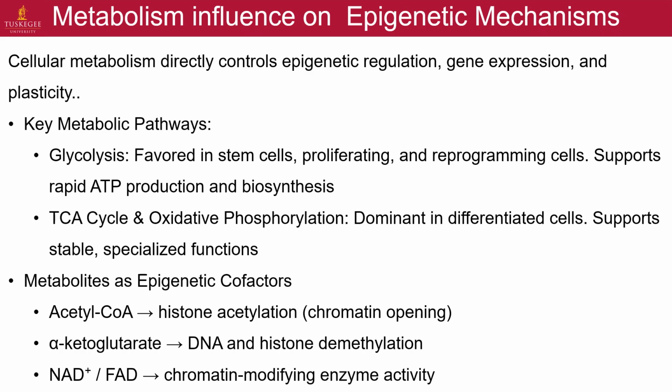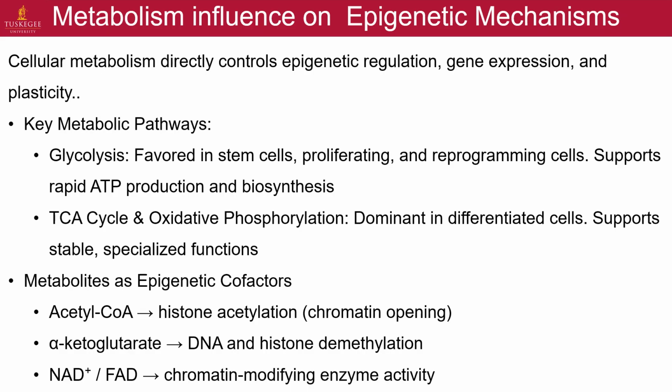Then when we look at the TCA cycle and oxidative phosphorylation, these pathways are mainly dominant in already differentiated cells because they provide ATP, but these pathways also ensure that the differentiated cells are stable, and they help ensure that they have specialized functions.